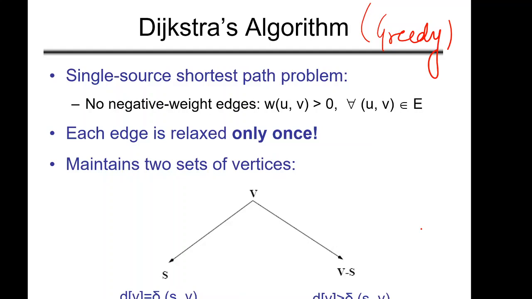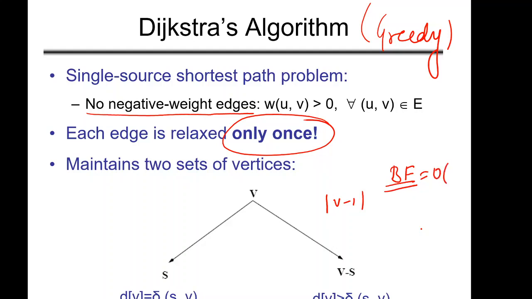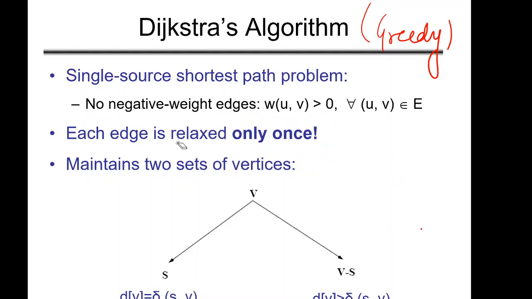So this algorithm works for single source shortest path. And we assume here that there are no negative weights on the edges, right? Now the benefit of Dijkstra algorithm is each edge needs to be relaxed only once. If you remember, in case of Bellman-Ford algorithm, we relax each edge V minus 1 times, and therefore the complexity of Bellman-Ford algorithm is order of V into E. Now we will see in case of Dijkstra algorithm, we need to relax each edge only once.